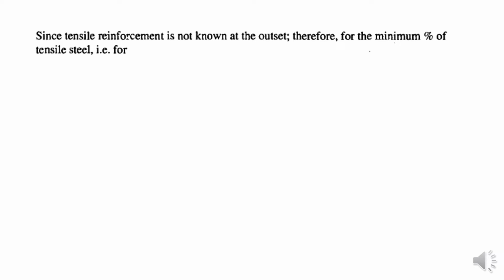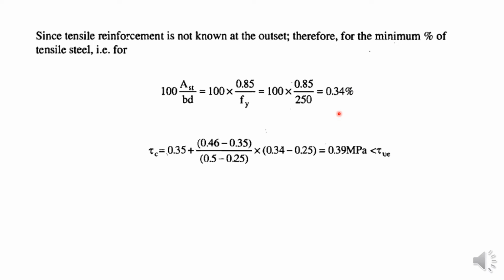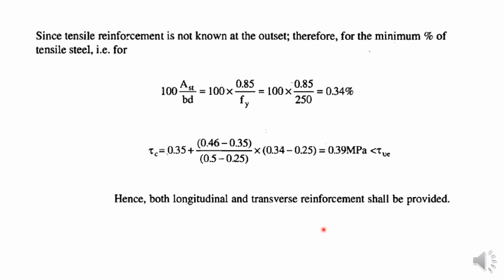Since the tensile reinforcement is not known at the outset, the minimum percentage of tension steel will be calculated by 100 Ast by bd. So 100 into Ast, that is 0.85 divided by fy, you will get 0.34 percentage. So the minimum percentage of tensile steel is 0.34 percentage. Using this, we have to find out the tau c value. Tau c value you will get from Table number 19 of IS 456 2000. That value is 0.39 Newton per mm square. That is less than tau Ve, the maximum shear stress. Hence both the longitudinal and transverse reinforcement shall be provided.